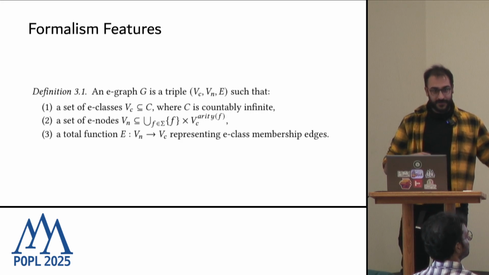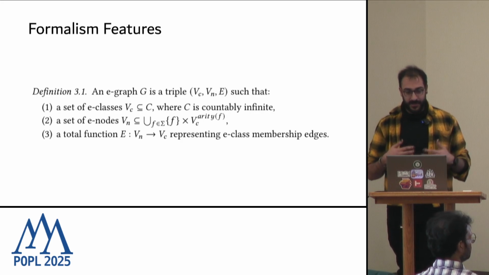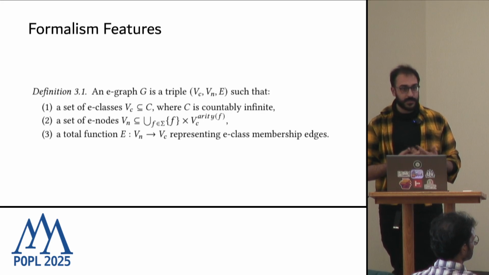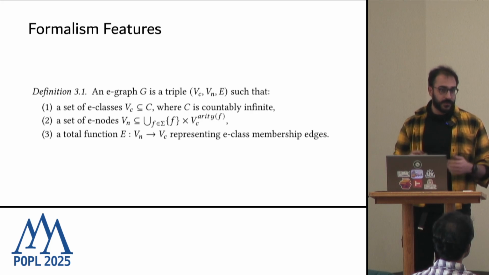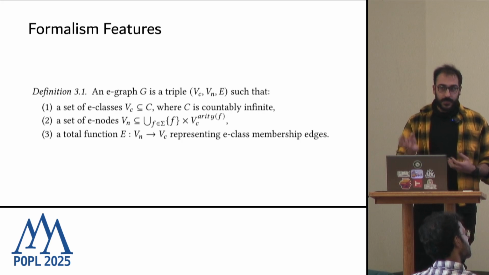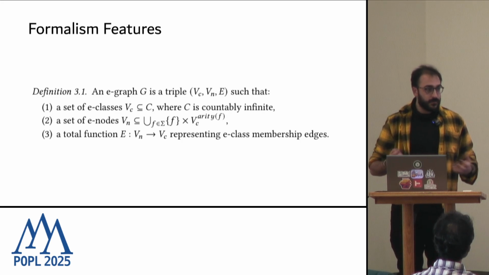The way we define, for example, an E-graph is as a triple of classes and nodes. One of the choices we made is that classes don't need to be different from nodes. This would cover some implementations that don't actually talk about classes, but rather use some canonical E-node to represent the class.